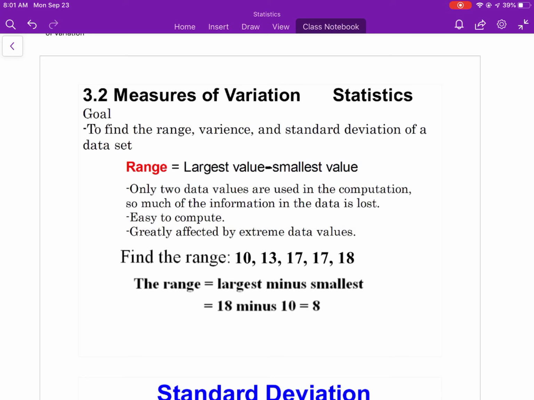Okay, 3.2 measures of variation. We just got done talking about measures of central tendency, mean, median, mode, which are all talking about the middle. A measure of central tendency talks about the middle, while measures of variance talk about how spread out the data is.